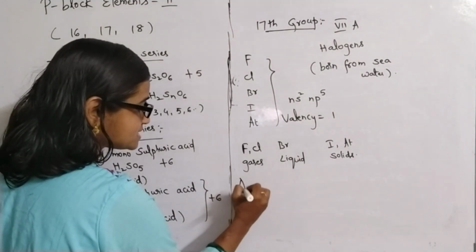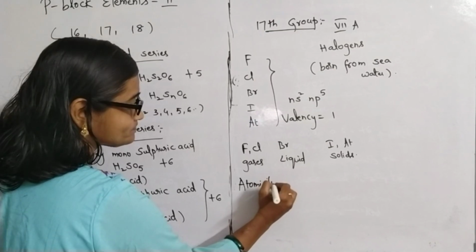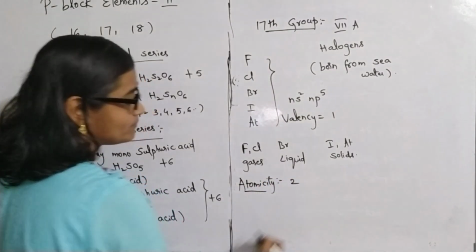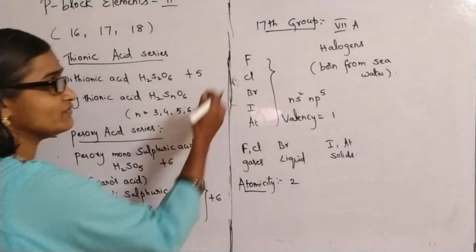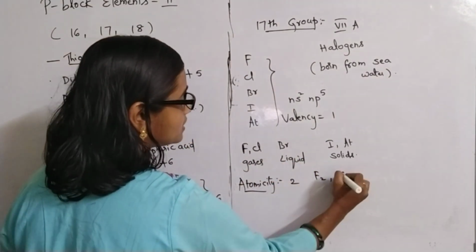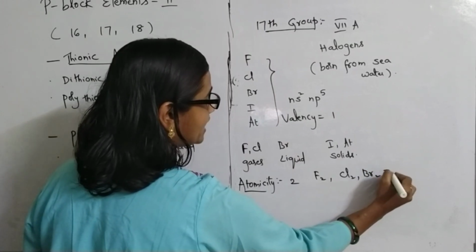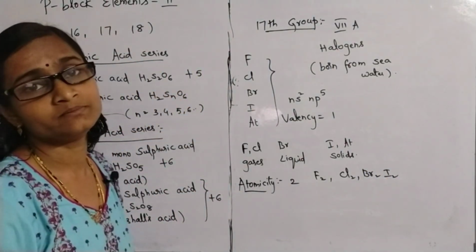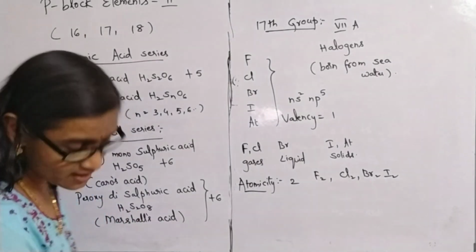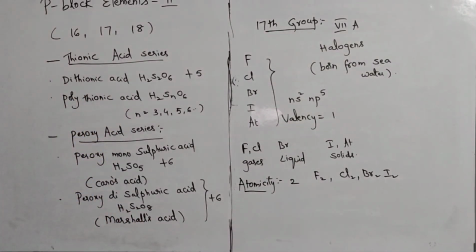If you go for the atomicity, it is 2. That means they form diatomic molecules, like F2, Cl2, Br2, I2 type of molecules. Diatomic molecules. So you have certain general properties.